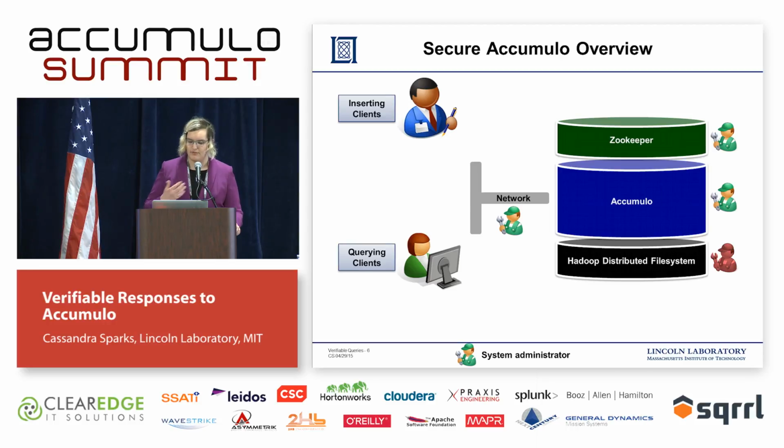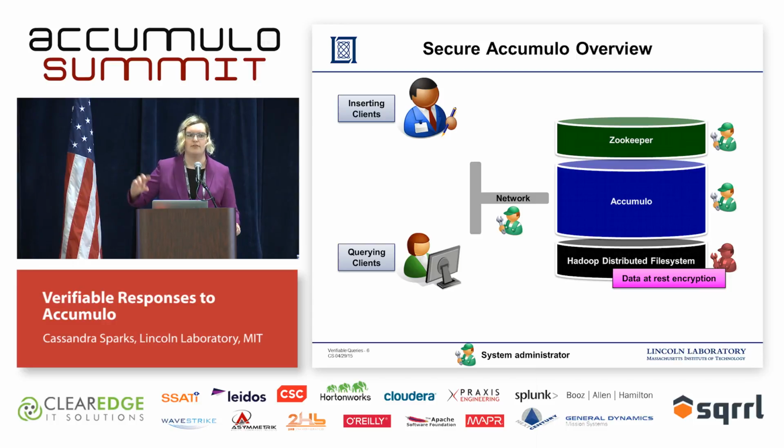So if the HDFS admin or HDFS server is corrupted, then there's already a solution in place here where Accumulo can do data at rest encryption from the Accumulo down to the file system level and protect your data from that threat. So we're not focusing on that because there's already a solution in place. Similarly, if the network is corrupted, there's also ways to protect your data that's being transmitted over the network to Accumulo with TLS encryption, so we're not worried about that.